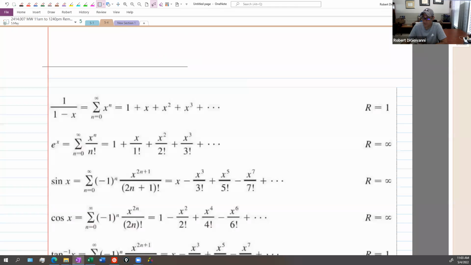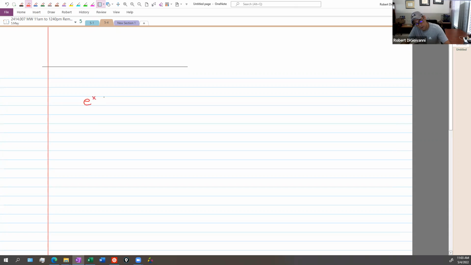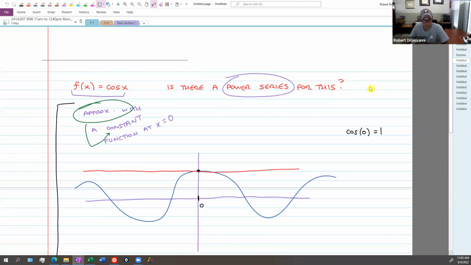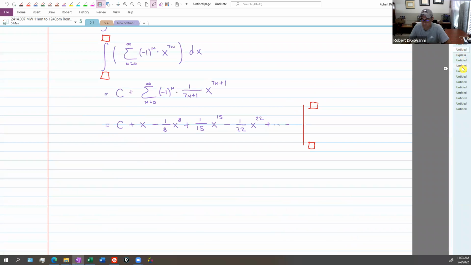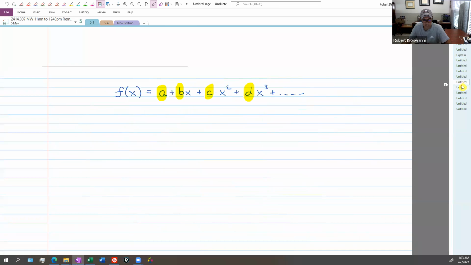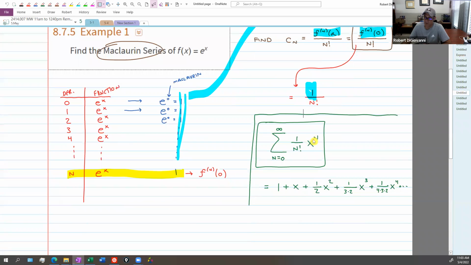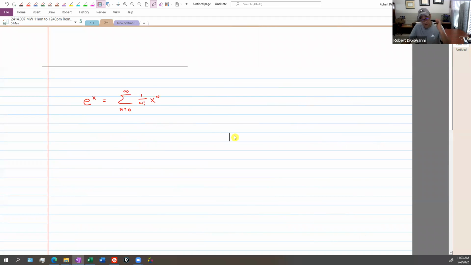What we established last time was that e to the x is equal to the sum from n equals 0 to infinity of, anyone remember? It was 1 over n factorial times x to the n, right? That should be in our notes from last time. It's one of the first examples we did. Where is it? There it is. Okay, we did that last time. So we know that that is the Maclaurin series for e to the x.